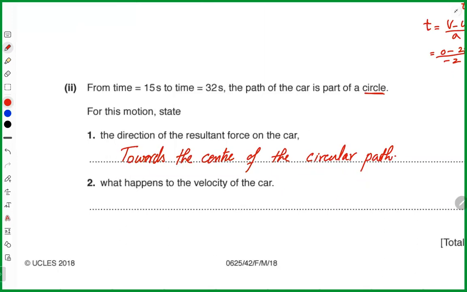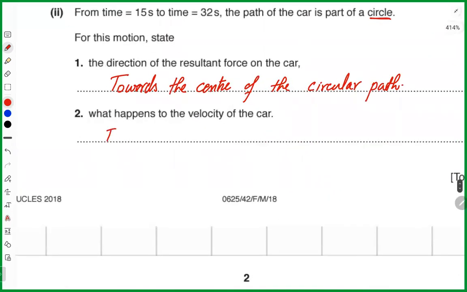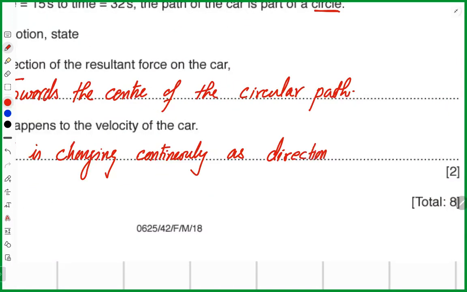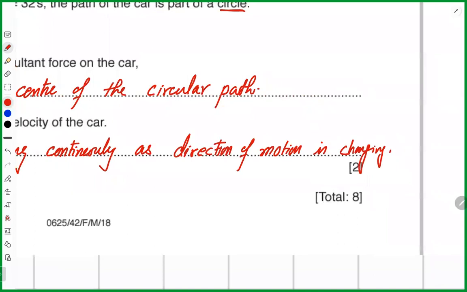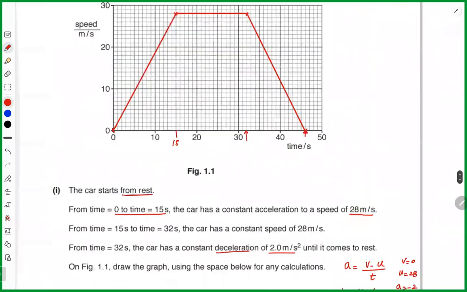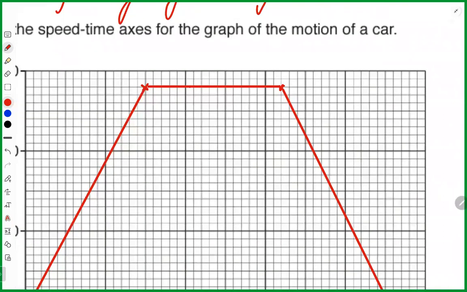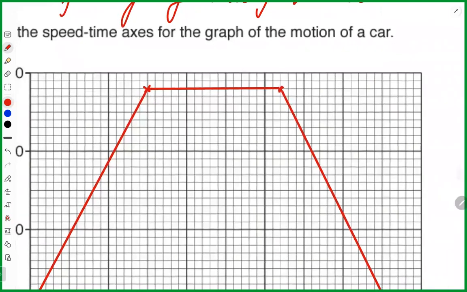path. What happens to the velocity of the car? It is changing continuously as direction is changing. Although the speed is not changing, velocity will be changing because the direction of motion is changing. So in this part, as you can see, there is no acceleration that we can show over here, but still the car is accelerating. It is accelerating because its direction of motion is changing.